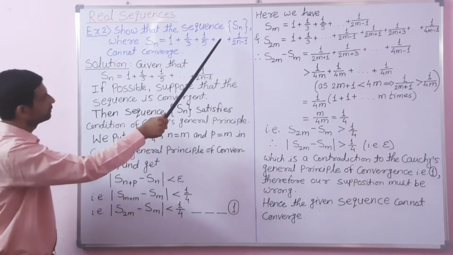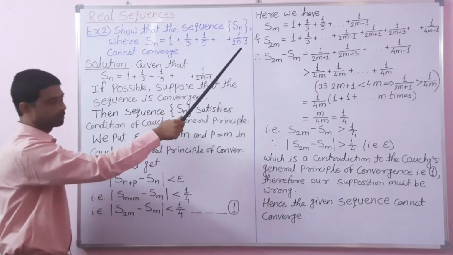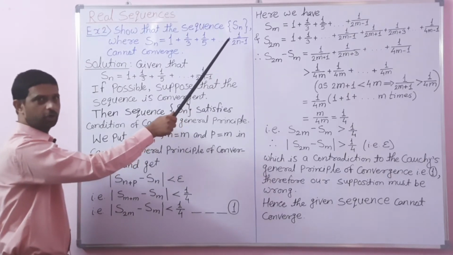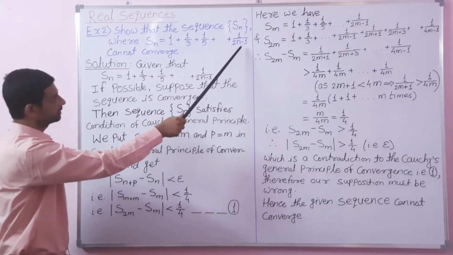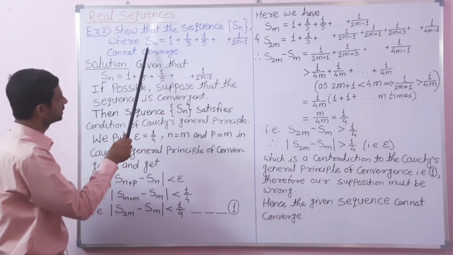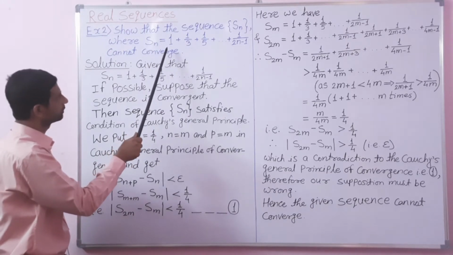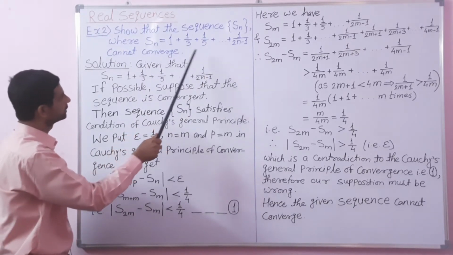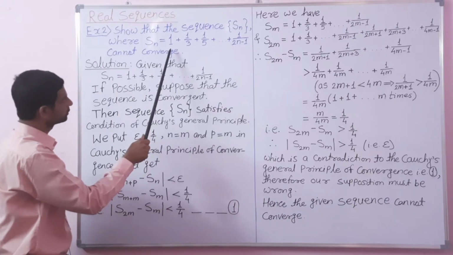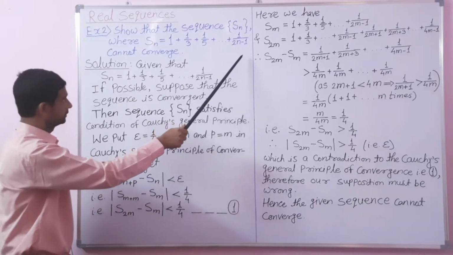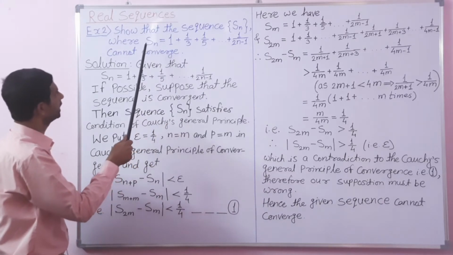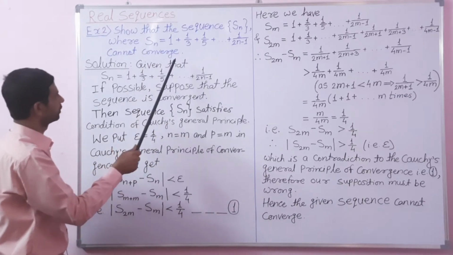And likewise, if we go for the nth odd natural number, then the nth odd natural number is 2n minus 1, and obviously its reciprocal is 1 upon 2n minus 1. So here Sn is nothing but the sum of reciprocals of first n odd natural numbers. Okay, so we have to show that this sequence cannot converge.